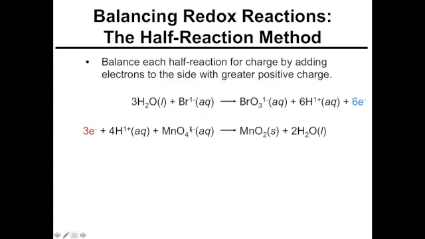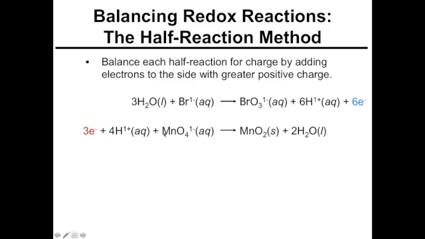For the other half reaction, I have MnO4-, I have a +1, I have 4 of those, and a -1 here. So I have a total of a +3 on my reactant side. Over here, this manganese dioxide is neutral, so 0 charge, and my water is neutral, so it's 0 charge. So I need to add electrons to the more positive side. That would be the reactant side, which we said had a net of a +3 charge.